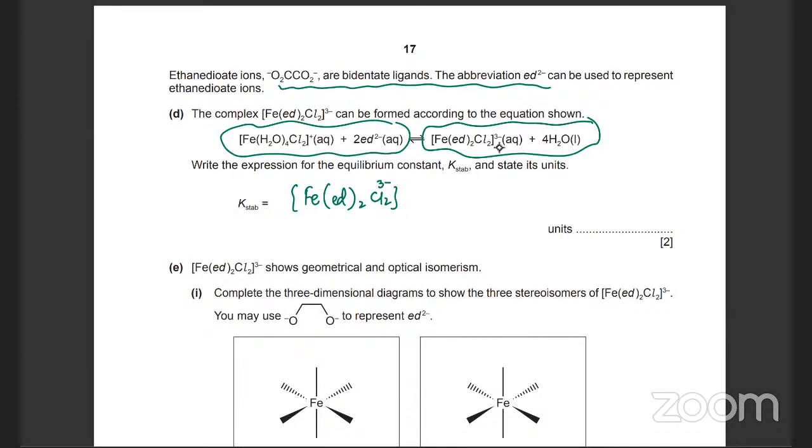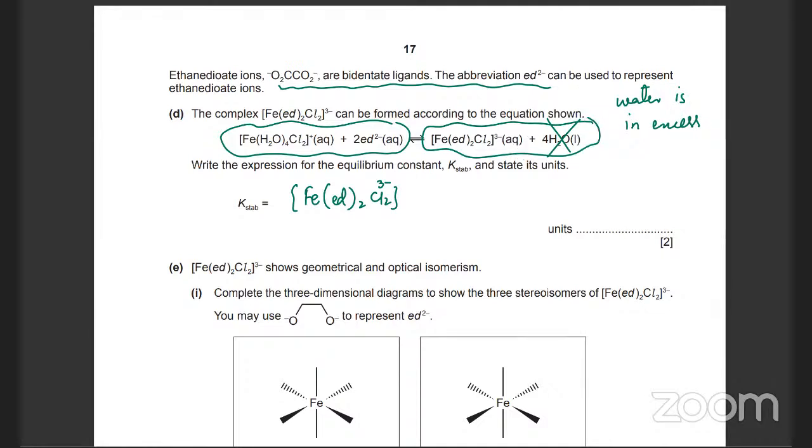Remember, put the charge inside. Square brackets represent concentration. You're not going to write water. Remember, whenever you write equilibrium constants, you never write water, especially if the solution is aqueous. All of them are aqueous, which means that water is in excess. And whenever something is in large excess, its concentration becomes constant. So you don't write water in the expression.